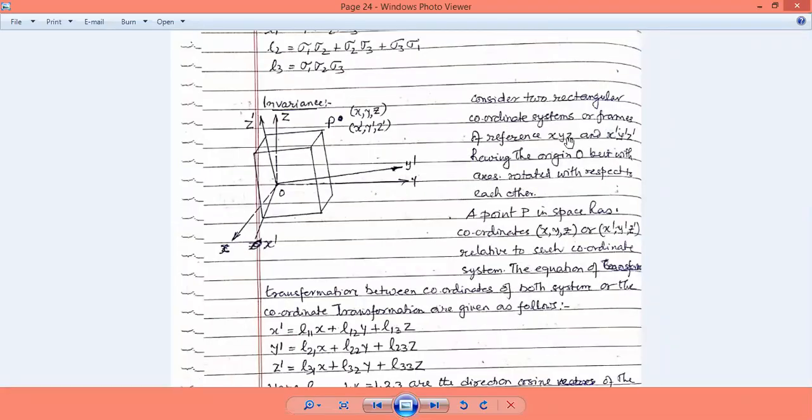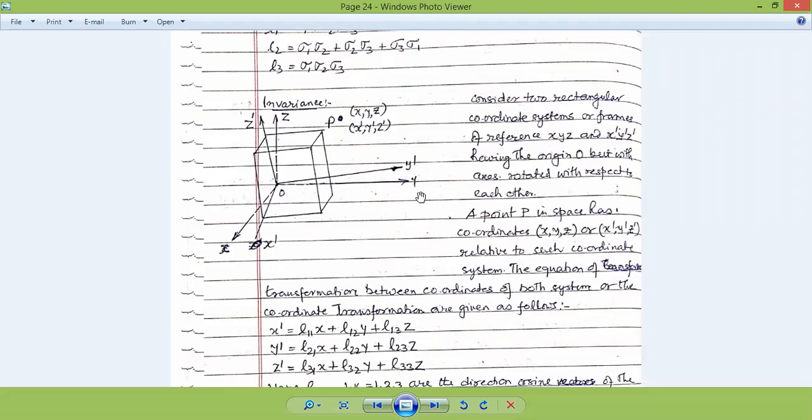Consider two rectangular coordinate systems or frames of reference. One is OX, OY, OZ, and the other is OX dash, OY dash, OZ dash, having the same origin O, but with axes rotated with respect to each other, inclined one with the other.